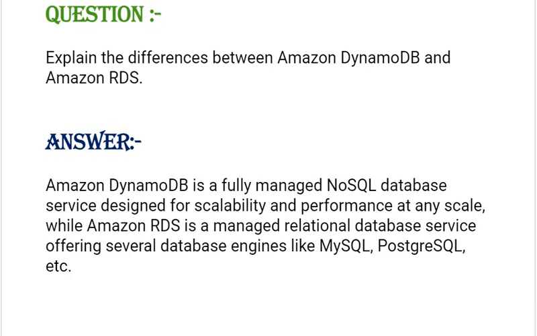Our next interview question is: explain the differences between Amazon DynamoDB and Amazon RDS. Your answer should be: Amazon DynamoDB is a fully managed NoSQL database service designed for scalability and performance at any scale, while Amazon RDS is a managed relational database service offering several database engines like MySQL, PostgreSQL, etc.